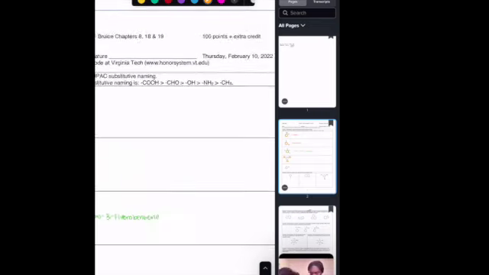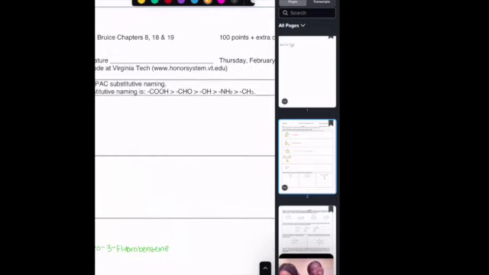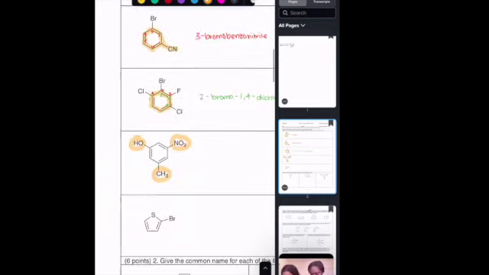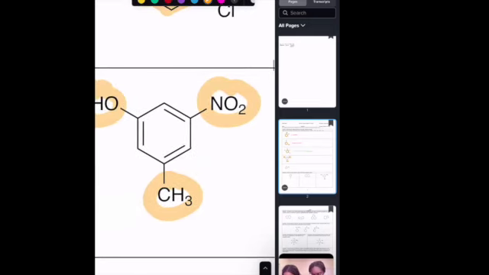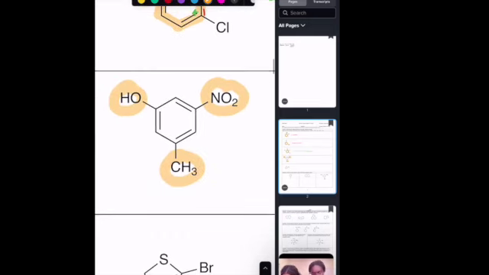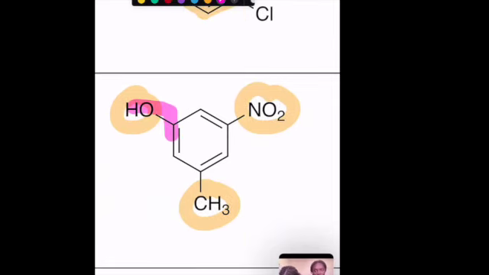But as you can see here, our OH is higher priority than our CH3 group. So that's who our parent is going to be. So we're going to have... Oh, I don't like that it's the same color. Let me redo that. We're going to use pink. Bang, bang, bang.